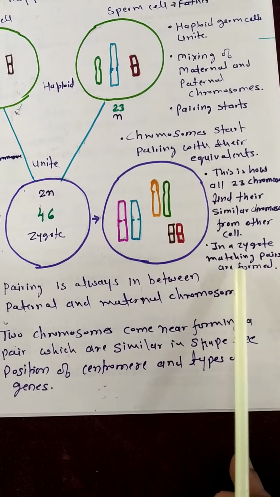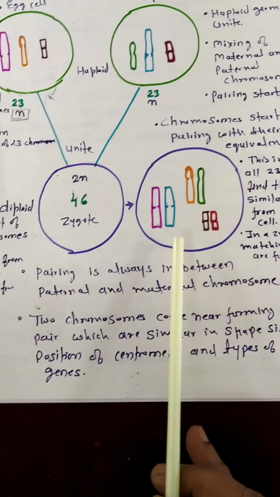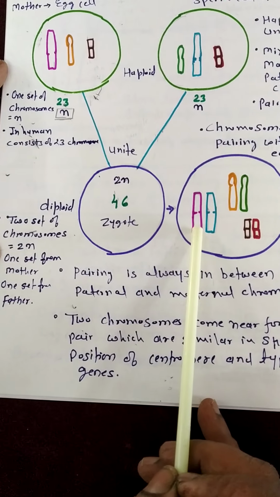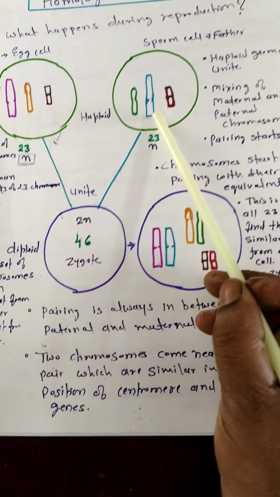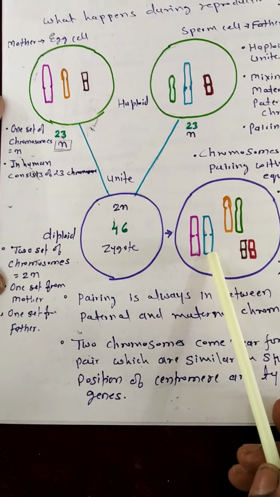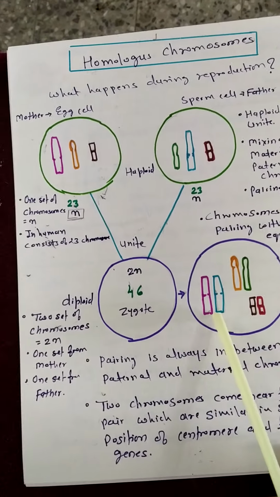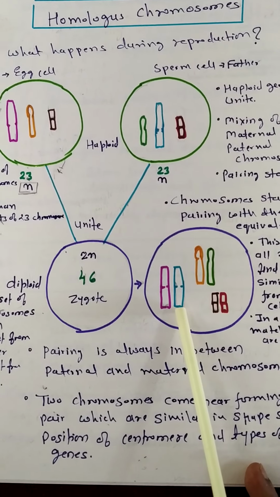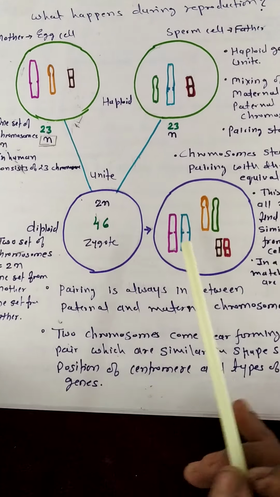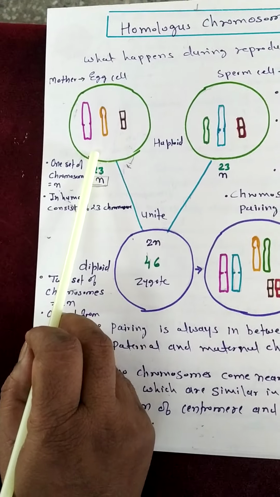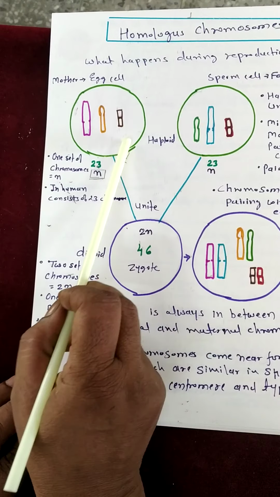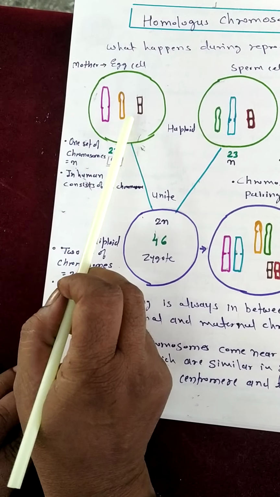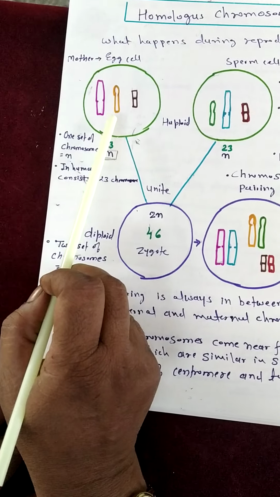So, in a zygote, matching pairs are formed. You can see here in the diagram, one chromosome from mother, this chromosome finds its similar chromosome from the father cell. So, here is the other chromosome which is similar to this, and these two similar chromosomes form a pair. This is the maternal chromosome and this is the paternal chromosome. Pairing cannot take place in a haploid cell because all the 23 chromosomes are different from each other. They cannot pair with each other. Therefore, pairing must not be here in the haploid cell.